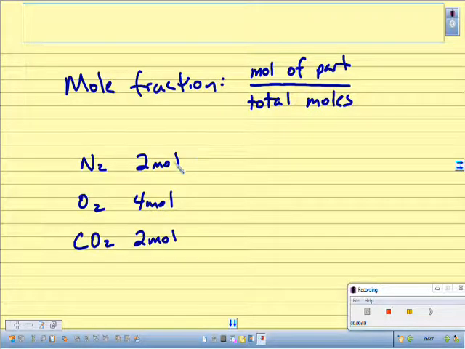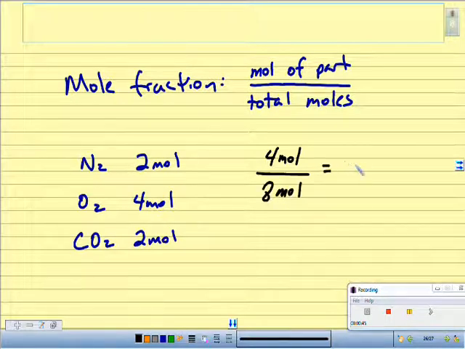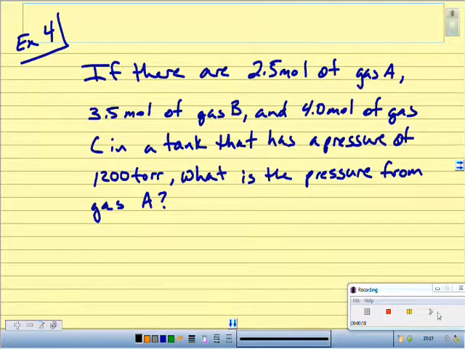So if I'm given that I've got 2 moles of nitrogen, 4 moles of oxygen, and 2 moles of carbon dioxide, and I want to know what the mole fraction is for the oxygen, well, it's going to be 4 moles of oxygen divided by the total number of moles. Well, the total number of moles here is 2 plus 4 plus 2, which is 8 moles. So then my mole fraction is going to end up being, and this is a reduced mole fraction, 1 over 2, or 0.5.